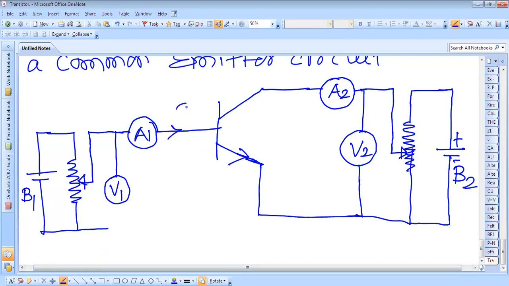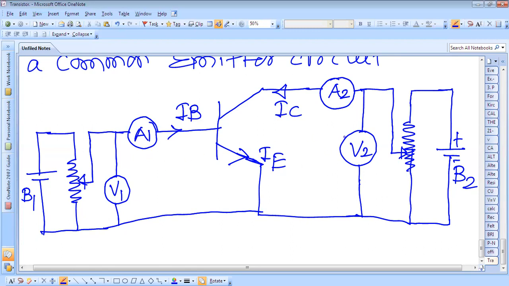So this is the base current. This is the emitter current. And this is the collector current. So now we have to connect this here. For the input characteristics, we have to measure this input current and the input voltage, keeping the output voltage constant. That is called the input characteristics.